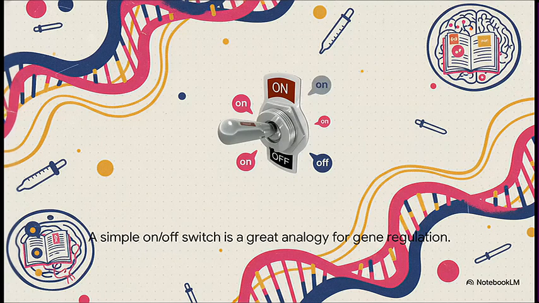The best way to think about it, it's like a bunch of light switches. Your skin cells and your muscle cells have the exact same giant cookbook of DNA, but they read different recipes by flipping different genetic switches on or off. That selective control, that is everything.